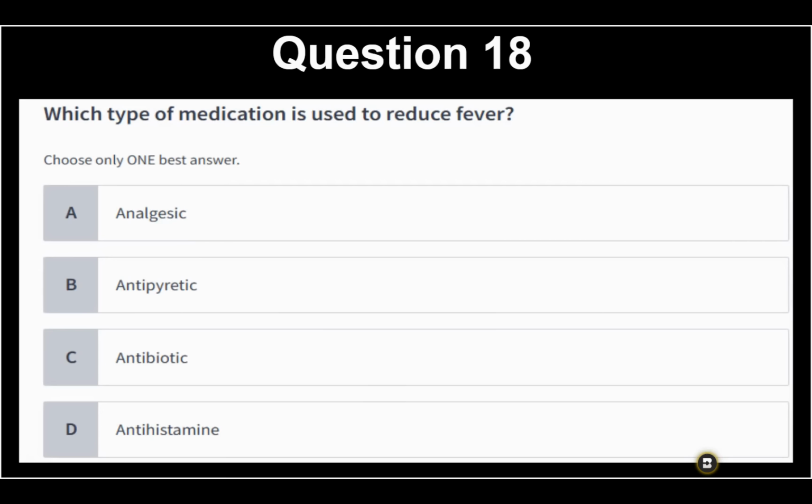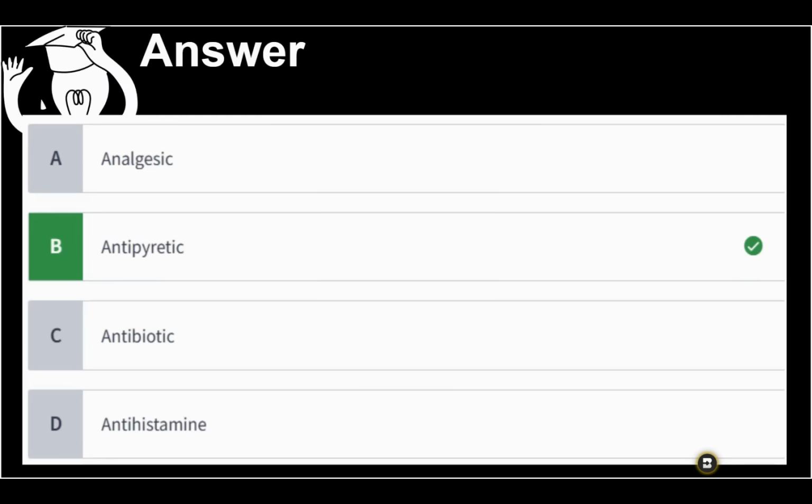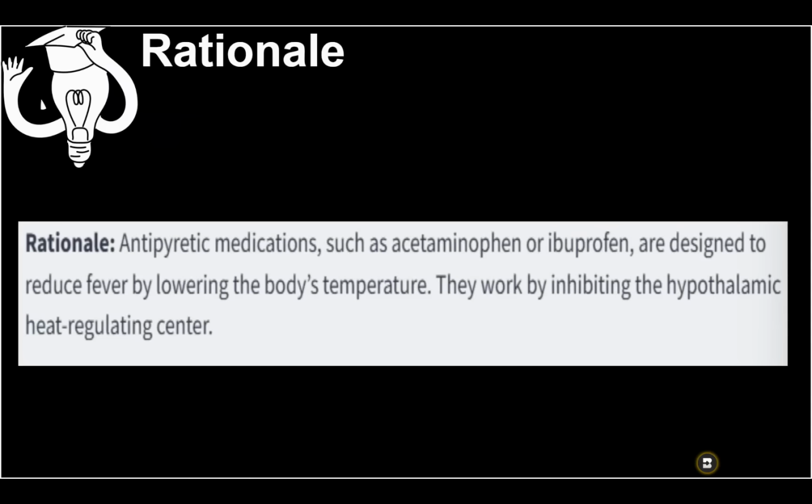Question 18. What type of medication is used to reduce fever? A, analgesic, B, antipyretic, C, antibiotic, or D, antihistamine? Now, if you said B, antipyretic, then you are correct. Antipyretic medications like acetaminophen or ibuprofen are designed to reduce fever by lowering the body's temperature.